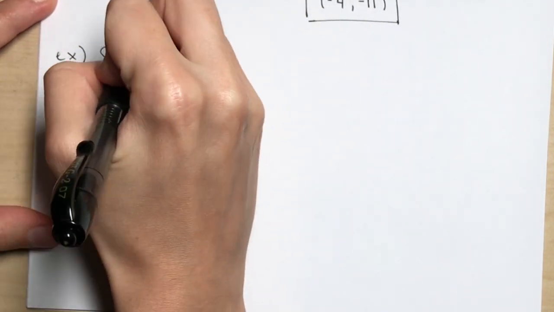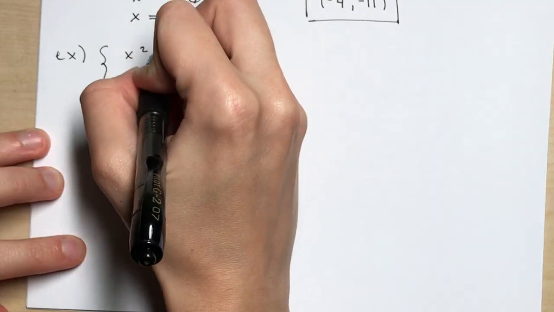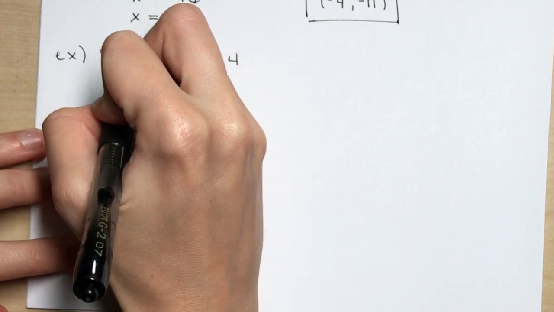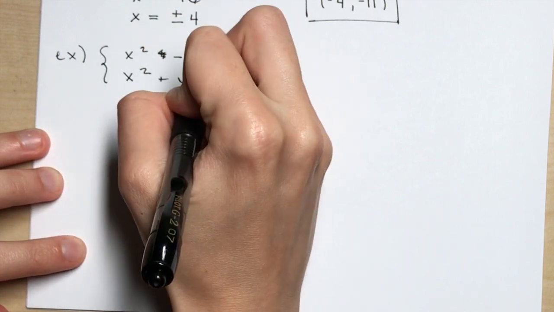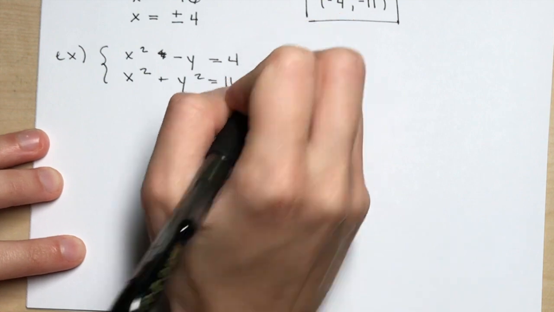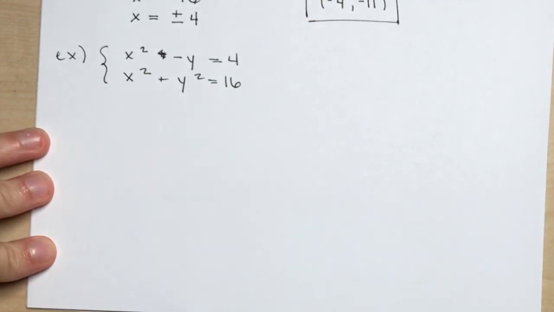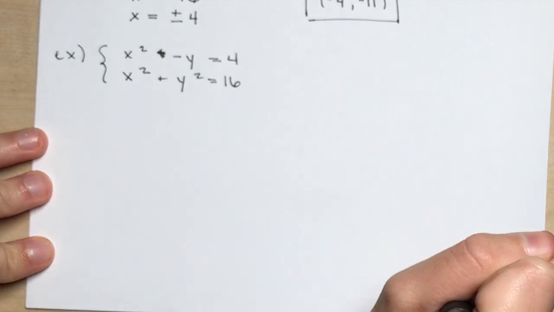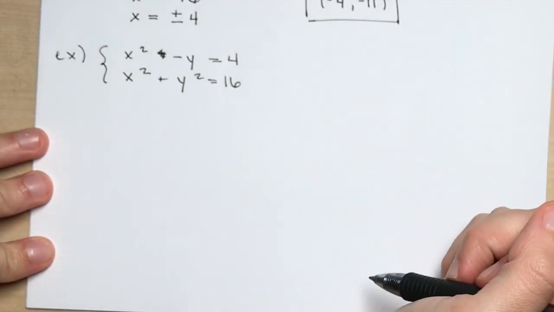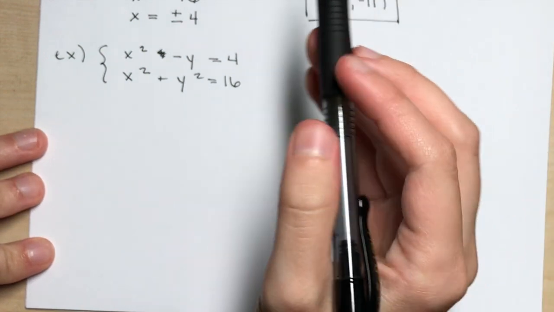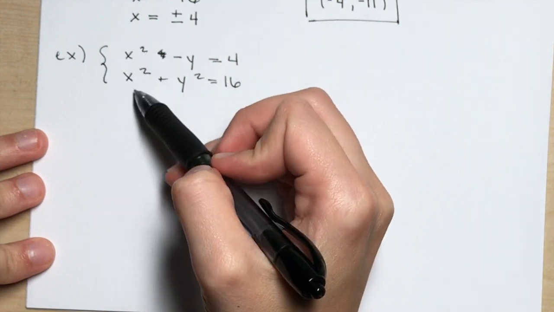Example. Let's say we've got x squared minus y equals 4, and x squared plus y squared equals 16. First thing is we need to decide which variable to eliminate. So we need to figure out which one we can have like terms that have equal coefficients with opposite signs. Which one are we going to do that here with? We have to do that with x squared here.